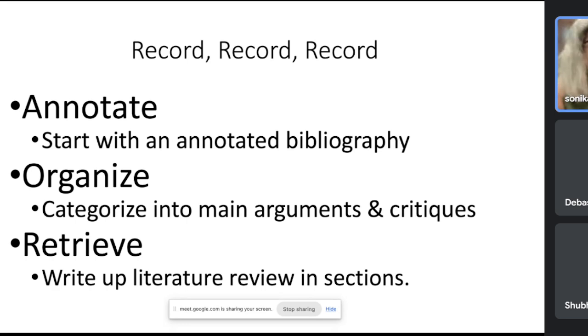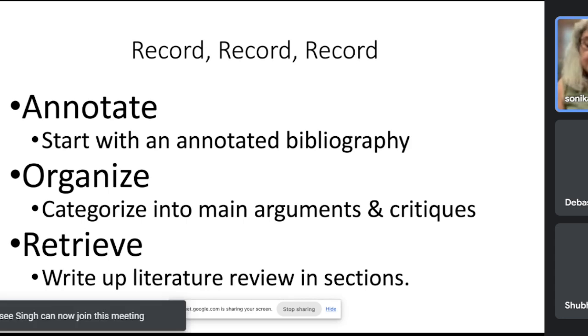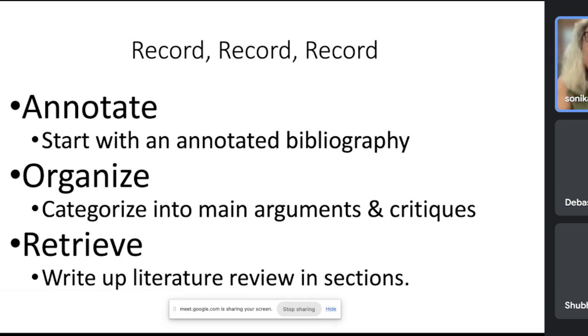Retrieval. It is very, very important to make sure that you organize all the work that you do in a manner that you can easily retrieve. Again, if you maintain this document of everything that you've read, separated into categories, these are separate documents, your retrieval will be that much easier. It will also allow you to write up your literature review in sections and refer back to the notes that you're making. Now, this might look like a whole lot of work.